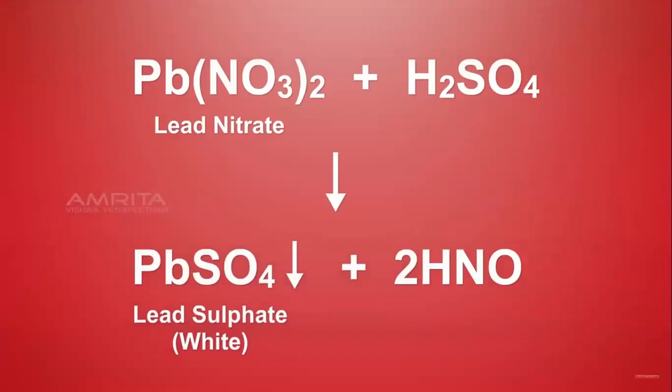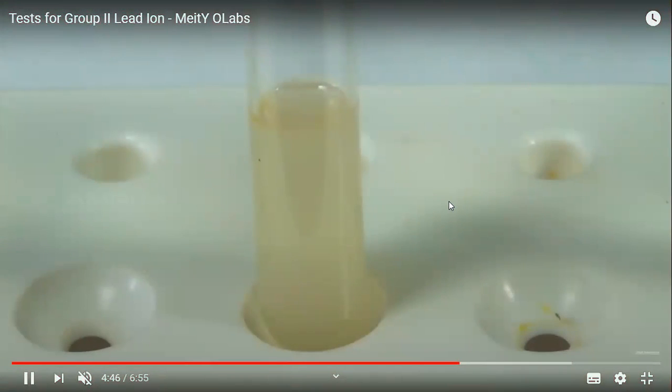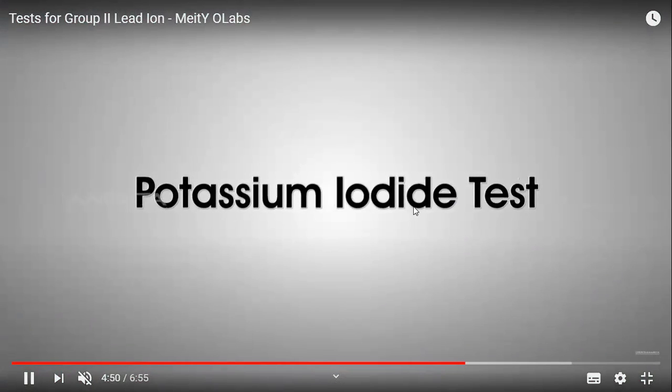My dear students, by doing this reaction, when we add the lead nitrate, which is produced by the reaction of the black precipitate with 50% nitric acid, we get lead nitrate. Lead nitrate reacts with H2SO4 to produce lead sulfate solution. Now we are going to perform the potassium iodide test, my dear students.